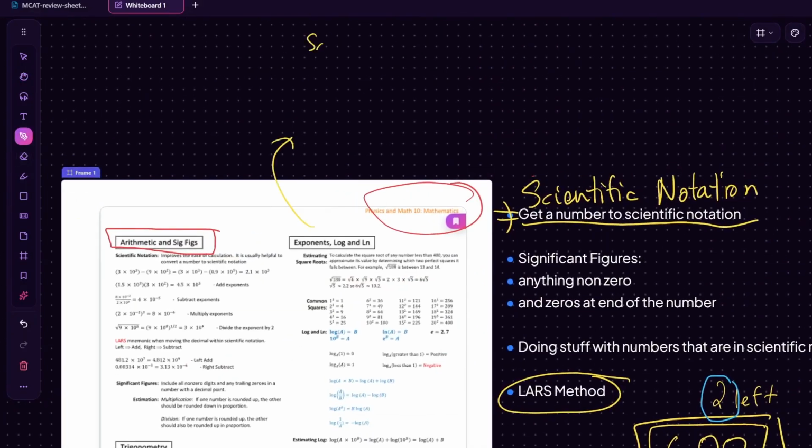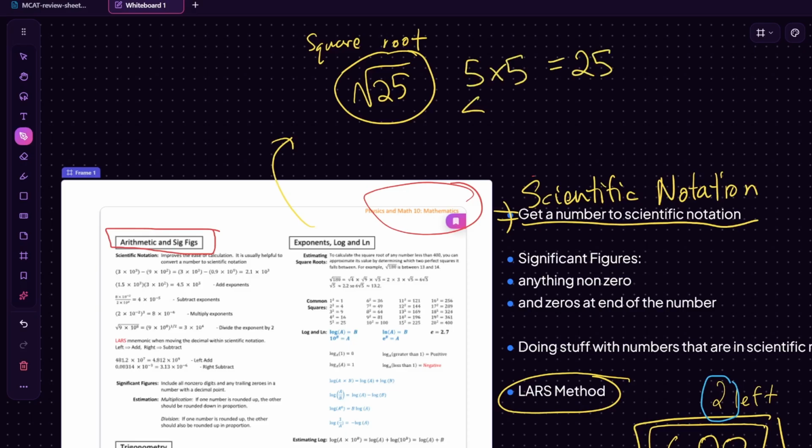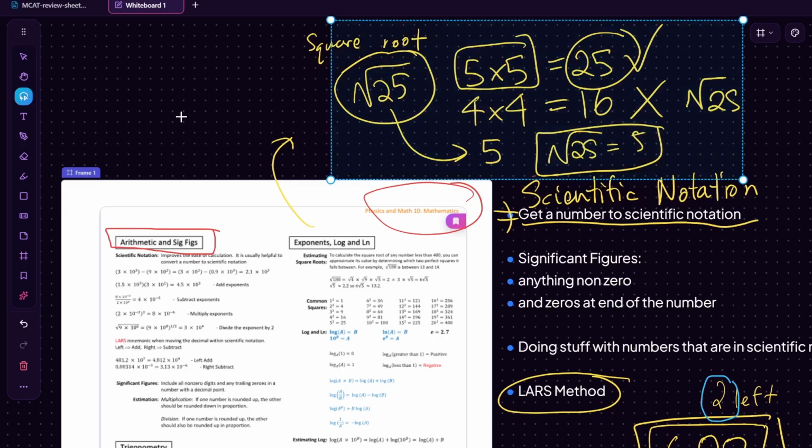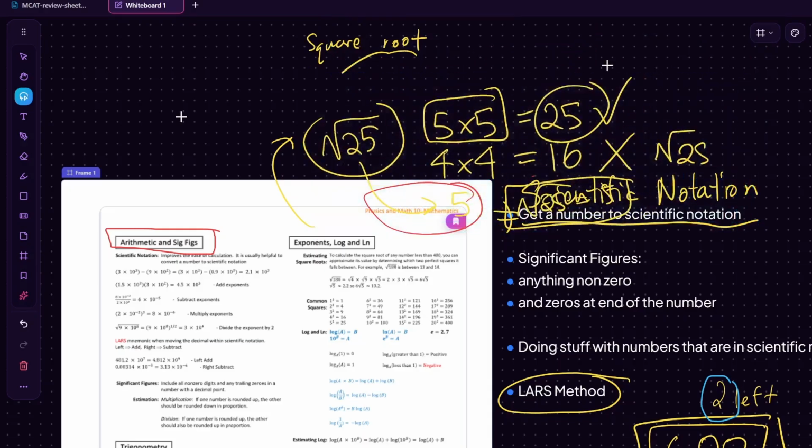So what even is a square root? Let's take the square root of 25. The square root of 25 is basically asking yourself what number multiplied by itself will give me 25. If I multiply 5 times 5, that gives me 25. But 4 times 4 would give me 16, so that cannot be the square root of 25. 5 can be. So the square root of 25 is equal to 5. That's what you're asking yourself: what multiplied by itself will give me the number in the square root? And that's how I get the answer.